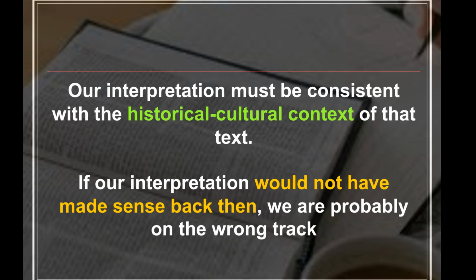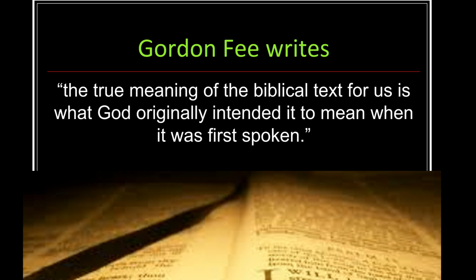Therefore, an essential principle for biblical interpretation is to ensure that our interpretation must be consistent with the historical cultural context of that text. If our interpretation would not have made sense back then, we probably are on the wrong track. Your reading this week echoes this idea when Gordon Fee writes, "The true meaning of the biblical text for us is what God originally intended it to mean when it was first spoken." We must first determine what a text meant in their time before we can determine what it means and how we should apply that meaning to our time and culture. Our goal then is to understand the historical cultural context of the biblical passage as clearly as possible in order to grasp the meaning of the passage.